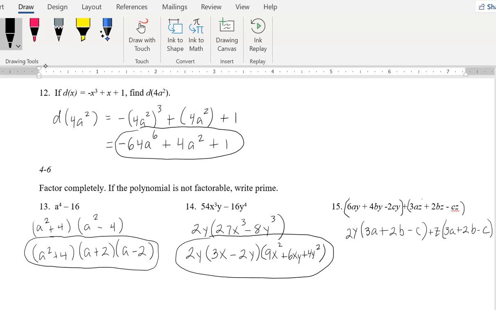So the final answer will be: put the two terms that are currently not in parentheses together, and that represents a factor, and then the matching parentheses will be the other factor.